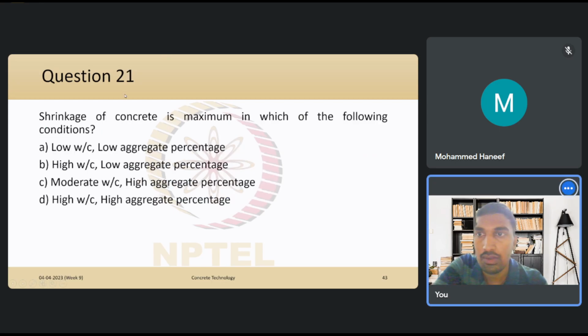Okay, question 21. Shrinkage of concrete is maximum in which of the following conditions? The first one is low water to cement ratio and lower aggregate percentage. Option B, higher water to cement ratio and lower aggregate percentage. Option C, moderate water to cement ratio and high aggregate percentage. And D, high water to cement ratio and high aggregate percentage.